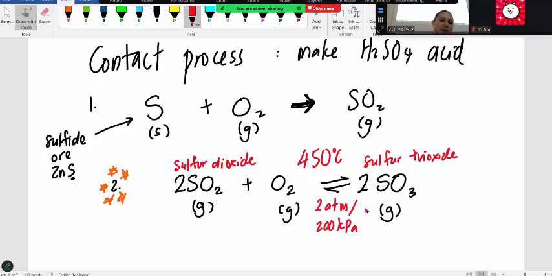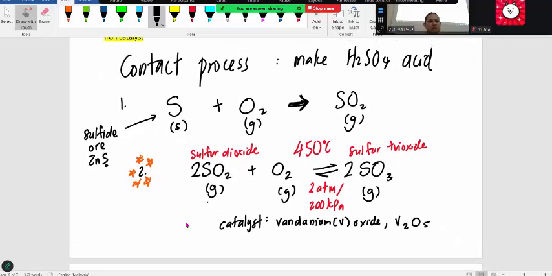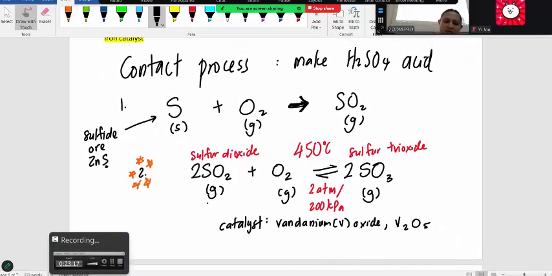And then what happens is the catalyst I use is a bit special. It's called vanadium 5 oxide, V2O5. Okay, can you write this down? So this is step 2. Step 1, step 2. 4 steps only. Only this step needs the special condition. Only step 2 needs the special condition. Can you write it down first? Then I can scroll down.